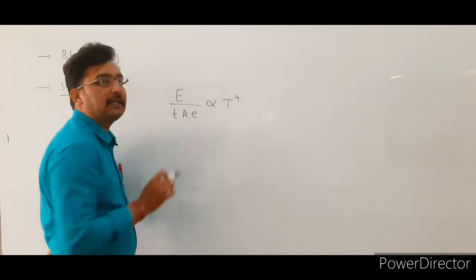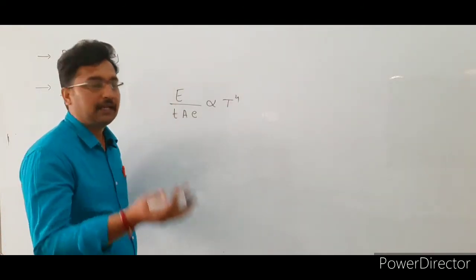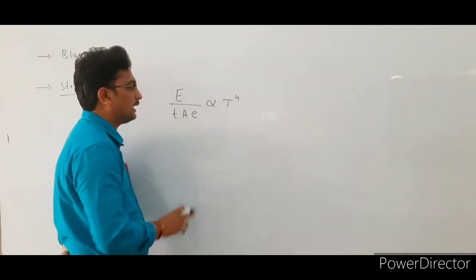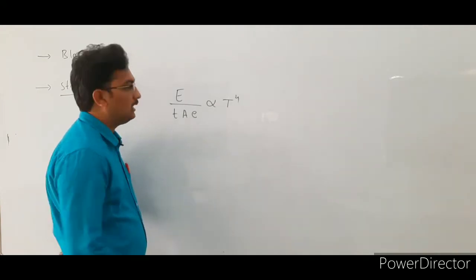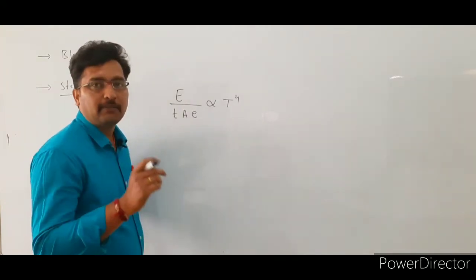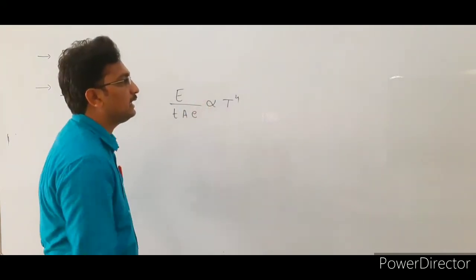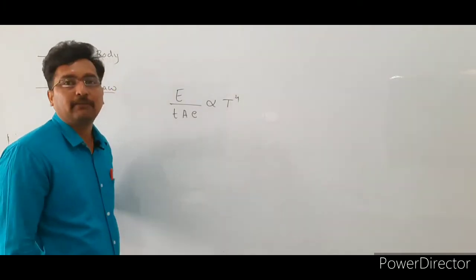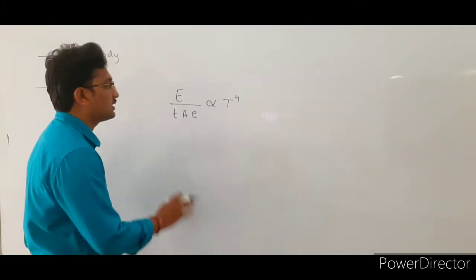Here capital E indicates the amount of heat energy radiated, t indicates the time, A indicates the area, small e indicates the emissive power, and capital T indicates the absolute temperature. Okay, then what is the statement here?